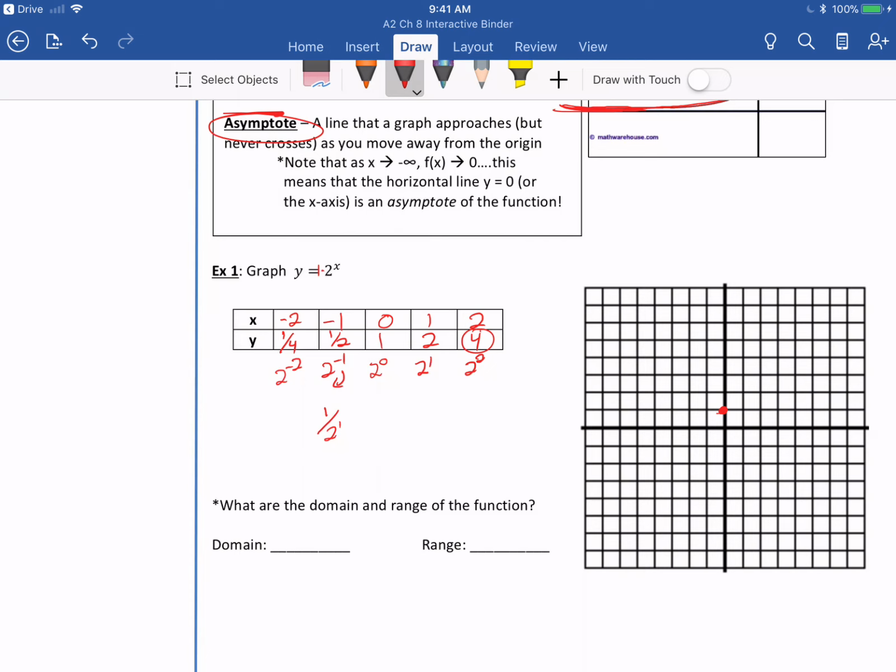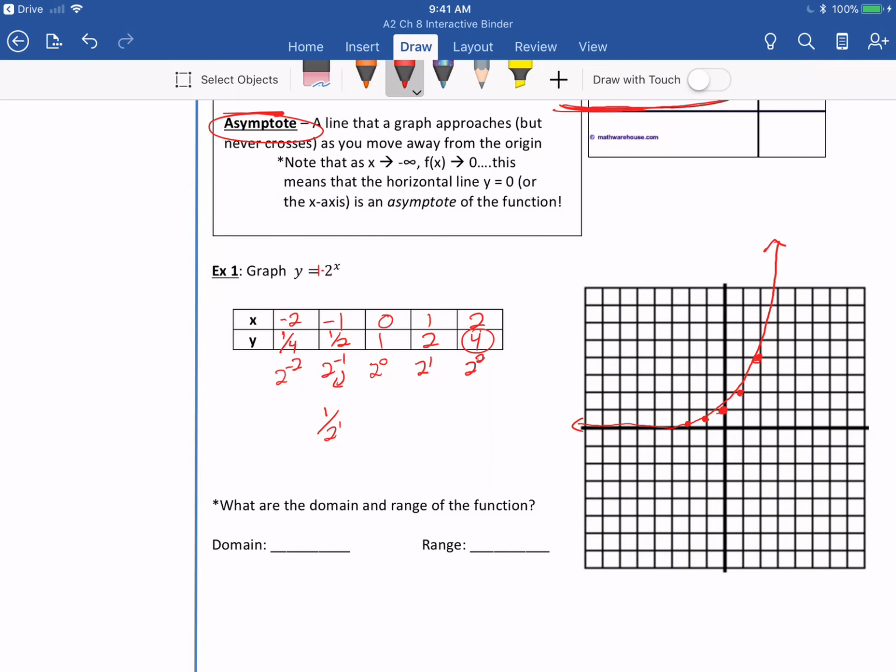Alright, so here we go. Do your best here. It doesn't have to be perfect. So -2, 1/4 is like right there. -1, 1/2 is right there. As we keep on rolling here, we got 0, 1 and we got 1, 2 and we have 2, 4. So this graph looks like this. It starts and gets really, really close to that 0 on the left side, and then it grows exponentially on the right side.